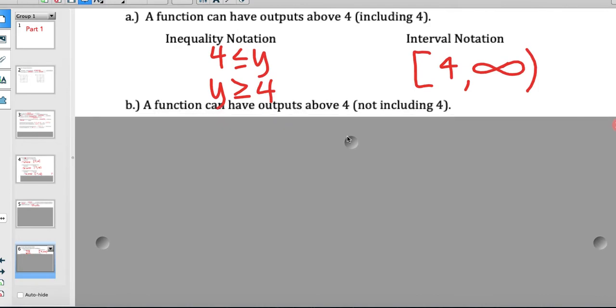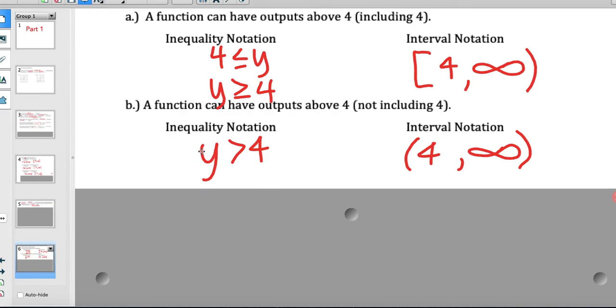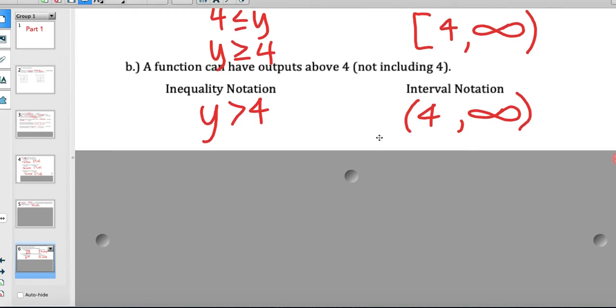On B, this one is just slightly different. A function can have outputs above 4, but we don't want to include it this time. And so we would say that y, again, we want the y's to be bigger than 4, not including the floor, so no equal sign. Then in interval notation, we have soft bracket 4, comma, infinity, soft bracket. And as we go on and see some of these problems in context, they will make a little bit more sense.